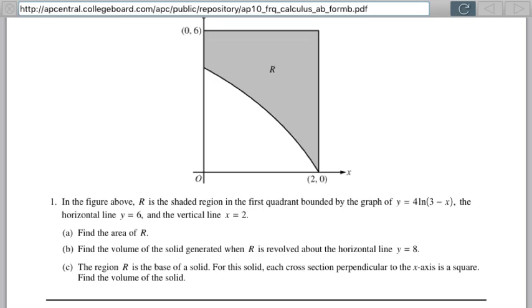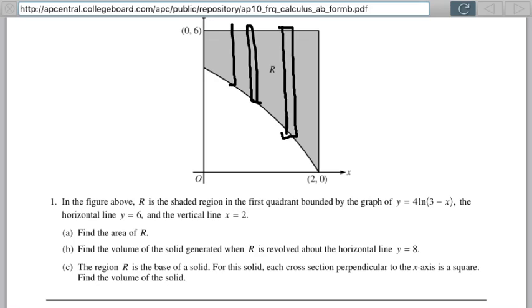Okay, so in part C, they want us to find the volume of the solid that's formed if we picture that this entire shaded region is the base. And then the solid has cross sections perpendicular to the x-axis that are squares. So if I take a slice of this solid, each of these slices is a square. There's a slice, there's a slice.